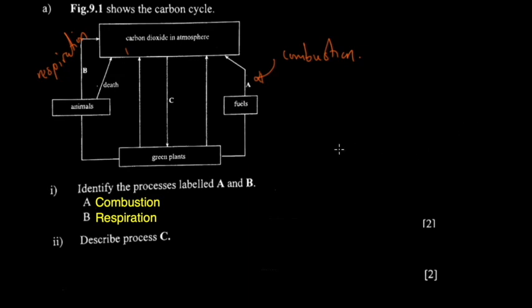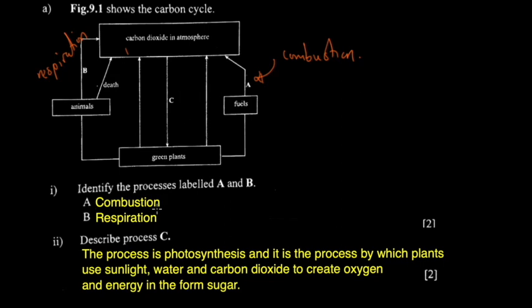Let's move to describe the C. You have carbon dioxide now going to green plants. So obviously C is photosynthesis. The process is photosynthesis, and then you get a mark here. This is the process by which plants use sunlight, water, and carbon dioxide to create oxygen and energy in the form of sugar. So to create sugars and oxygen. So you have stated it, and then you have described the process.